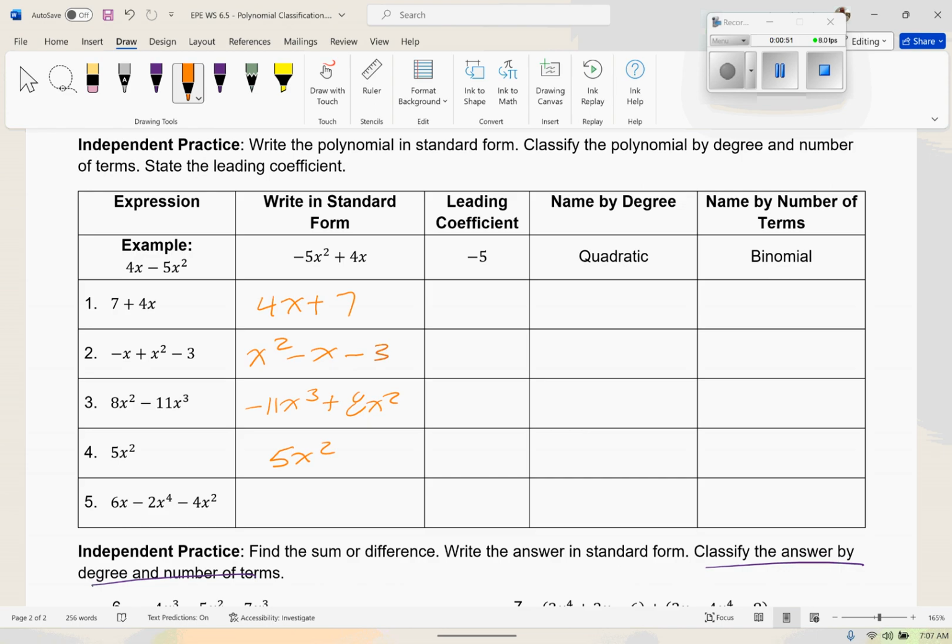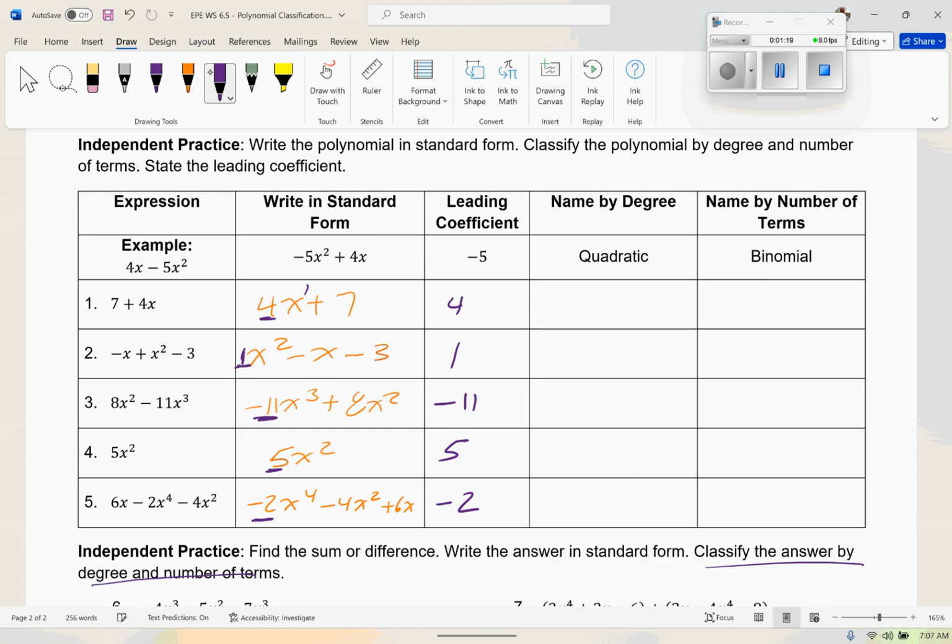Number 5, 2x to the fourth minus 4x squared plus 6x. Okay. Then we want to list our leading coefficient. So our leading coefficient is whatever is out in front. Just the number, not the letter as well. That's the leading coefficient. And then we want to classify by degree.